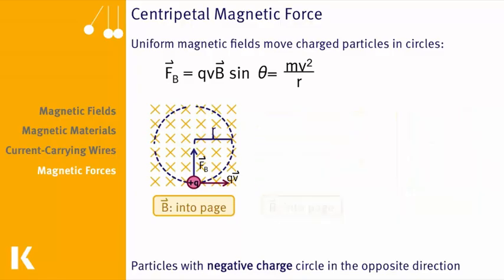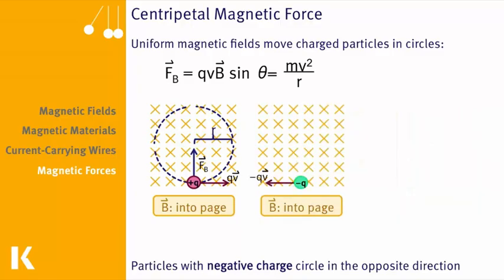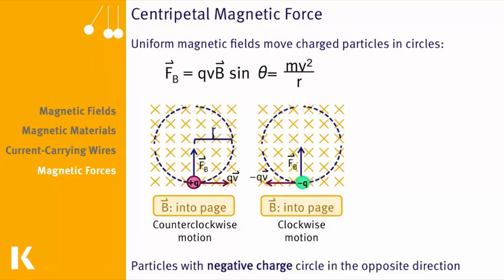So if we return to that first example with the magnetic field into the page, we would have a negative charge moving to the left instead of the positive charge moving to the right. This would cause a force upward in the page and would cause a clockwise circle for that negative charge, as opposed to the counterclockwise motion experienced by that positive charge.